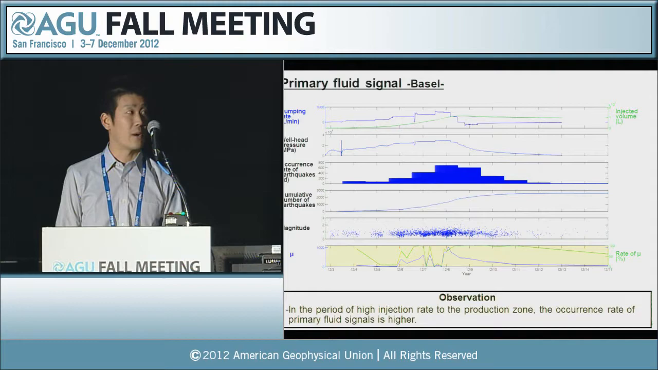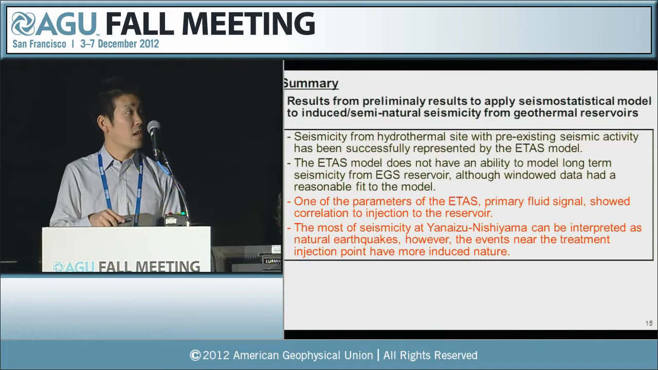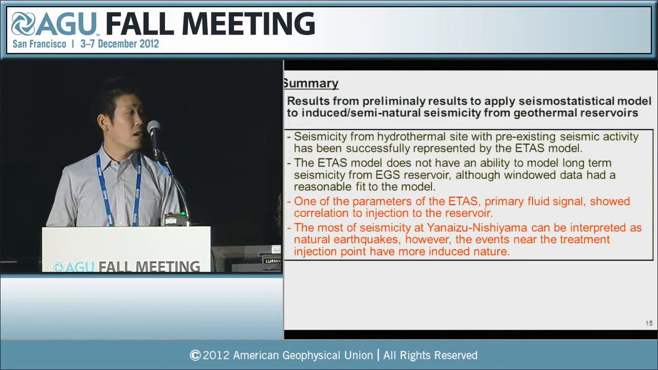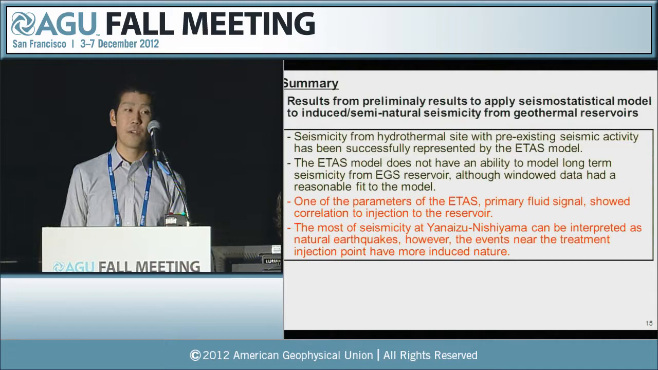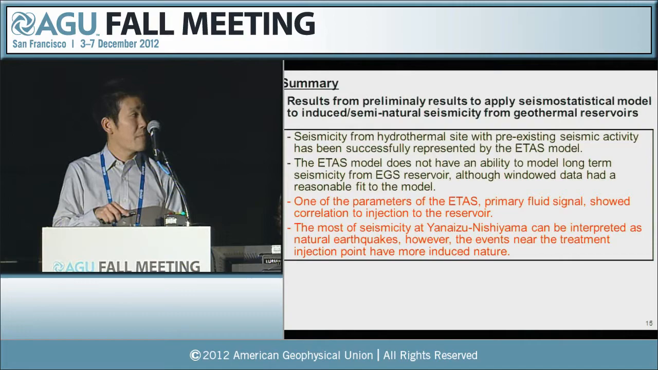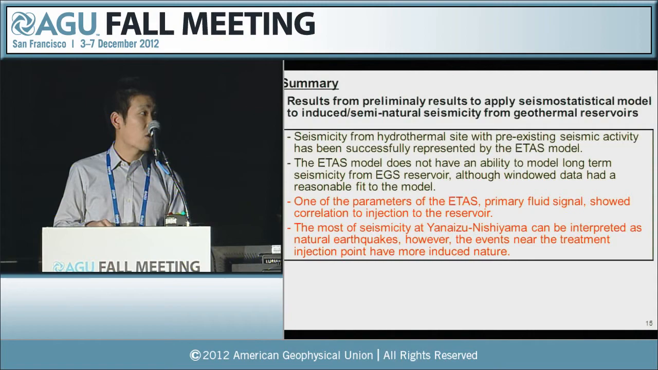In this study, we have applied the ETAS model to induced and semi-natural seismicity from geothermal reservoirs. As a result, the ETAS model was successfully identified for the data from the hydrothermal field with background seismicity, but not for the data from the EGS reservoir. We also found that one of the parameters of the ETAS model, considered to be related to human operation, showed clear correlation to injection into the reservoir.